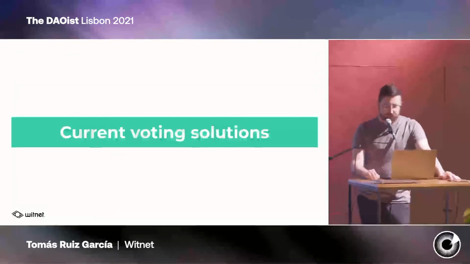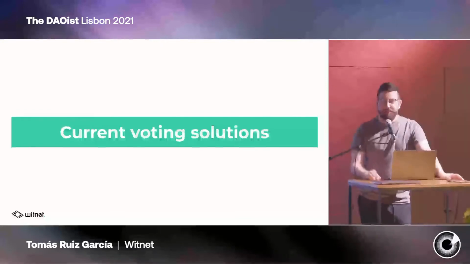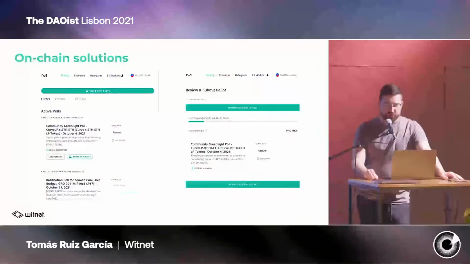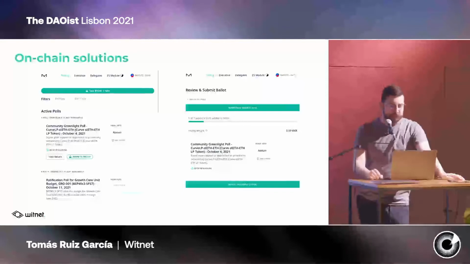Well, what are the current voting solutions? More or less, if we group them, we can group them in two different main groups. The first one will be on-chain solutions, such as the Maker one. The truth is they are really easy to use and really intuitive. Anyone that is willing to participate is going to find the way. They have a nice UI, a great user experience, but the final users have to deal with gas costs, and all of us know what it is to deal with gas costs in Ethereum right now.